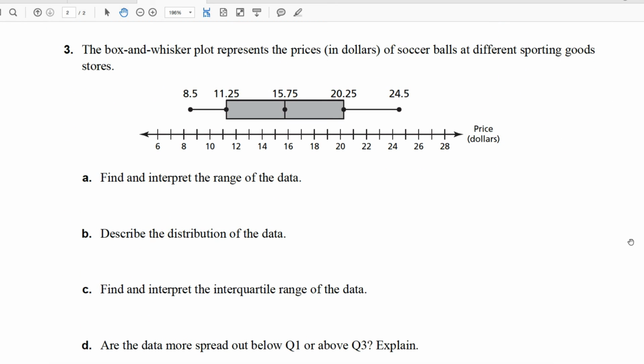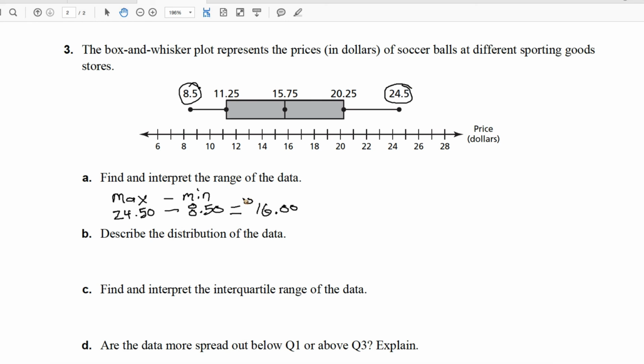Number 3. The box and whisker plot represents the prices in dollars of soccer balls at different sporting goods stores. Find and interpret the range. Well, the range is just the max minus the min. What's our maximum? Our maximum is $24.50. So $24.50 minus, what's our minimum? Our minimum is $8.50. And that tells us that the range is $16.